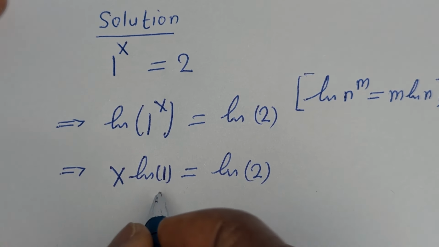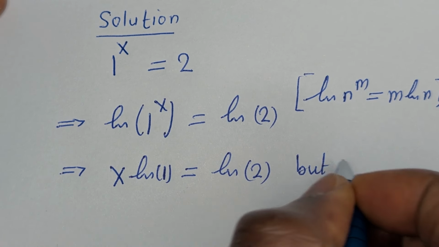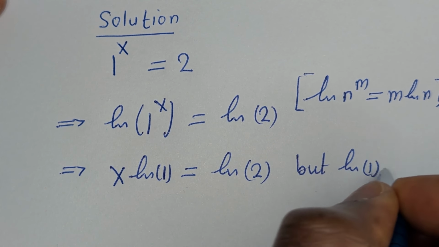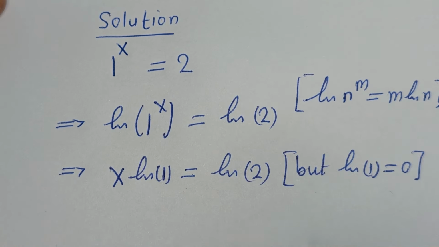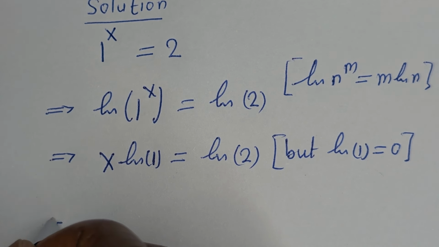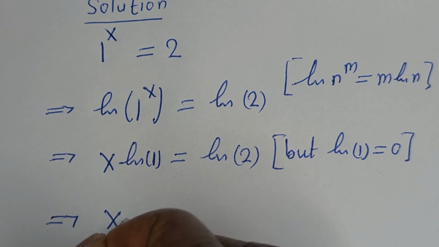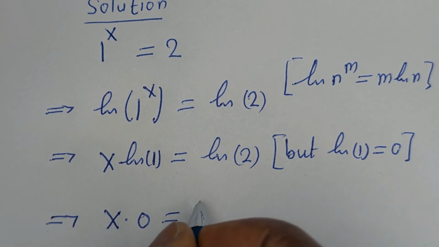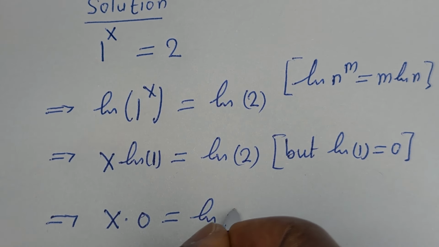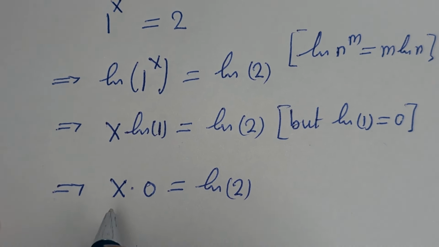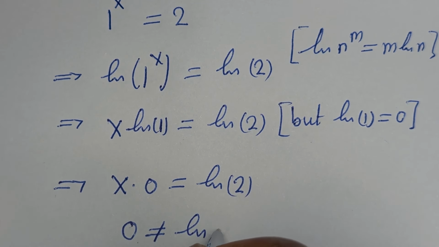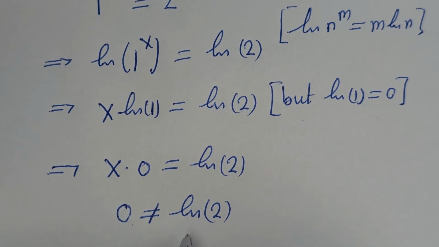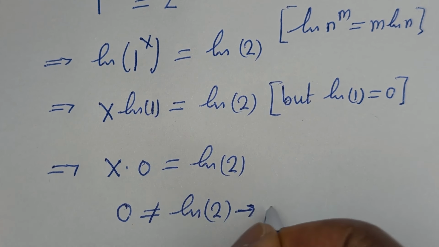Now here, natural log of 1 is equal to 0. Then we have s multiplied by 0 is equal to natural log of 2. Now s multiplied by 0 is 0, and 0 cannot be equal to natural log of 2. At this point, we conclude that there is no real solution here.